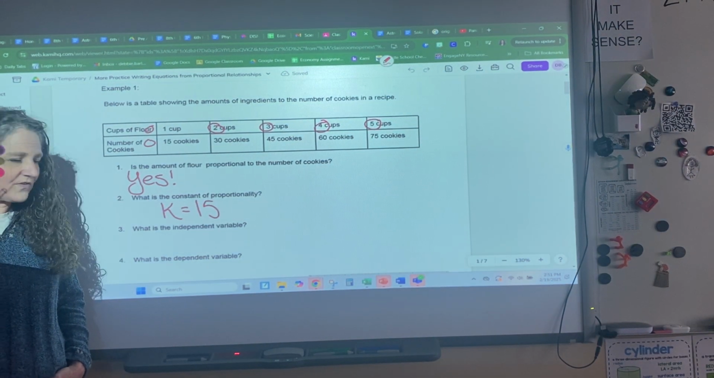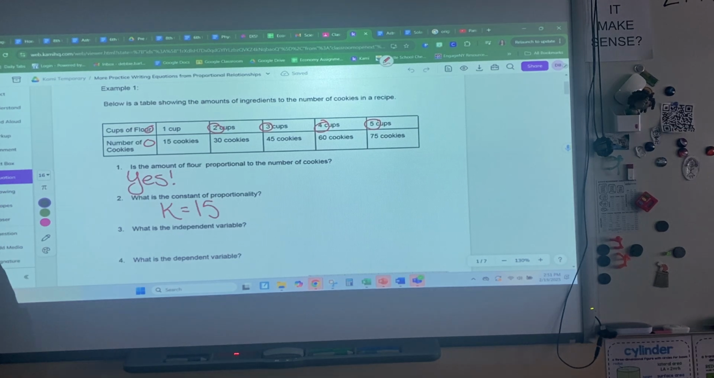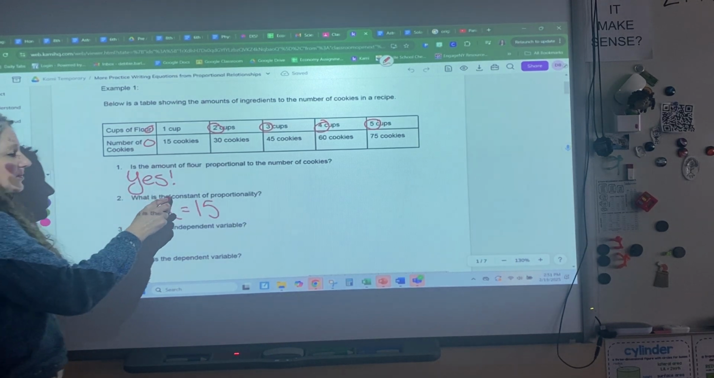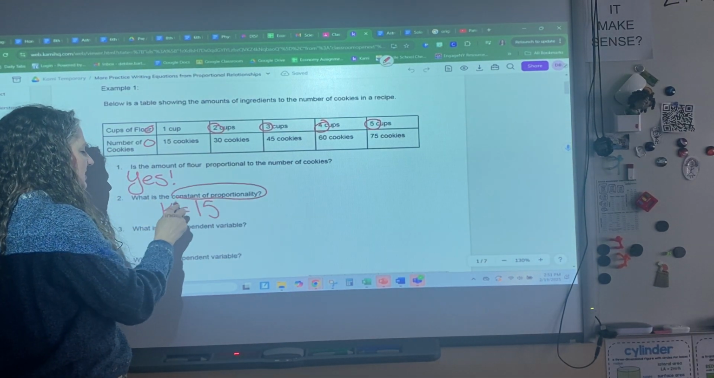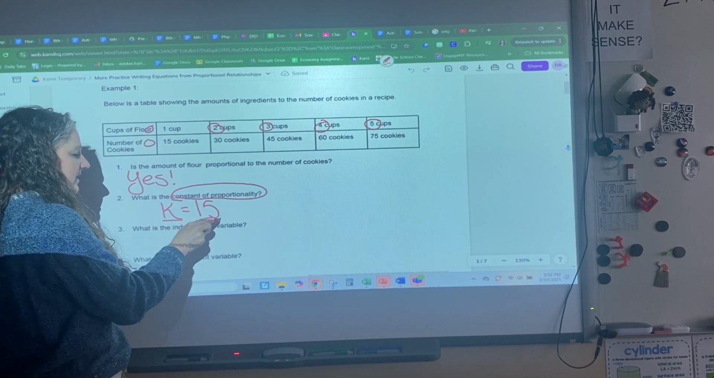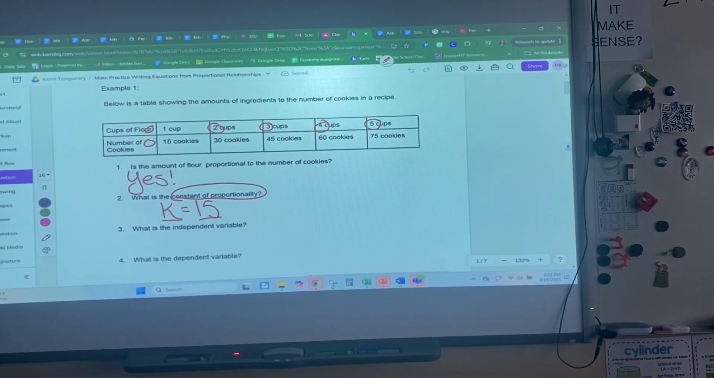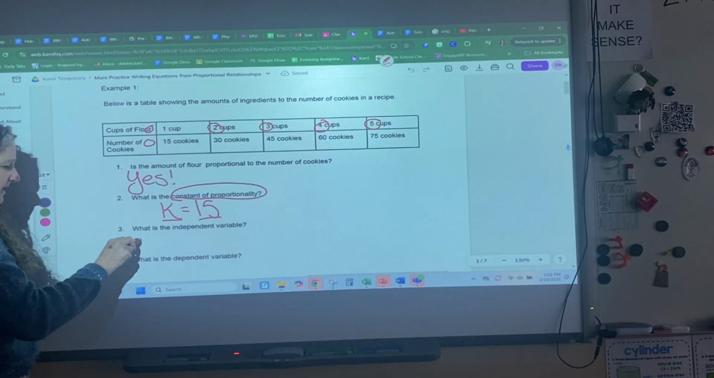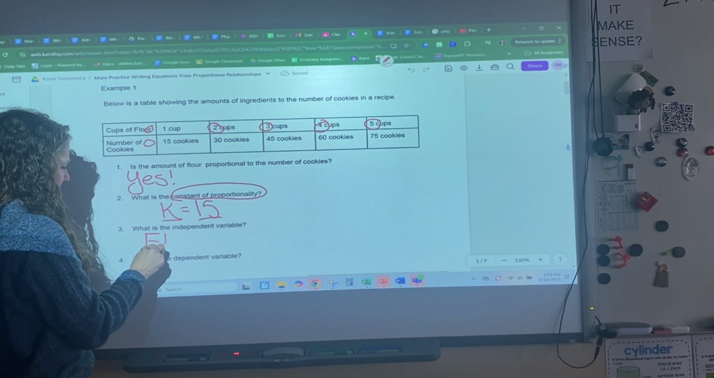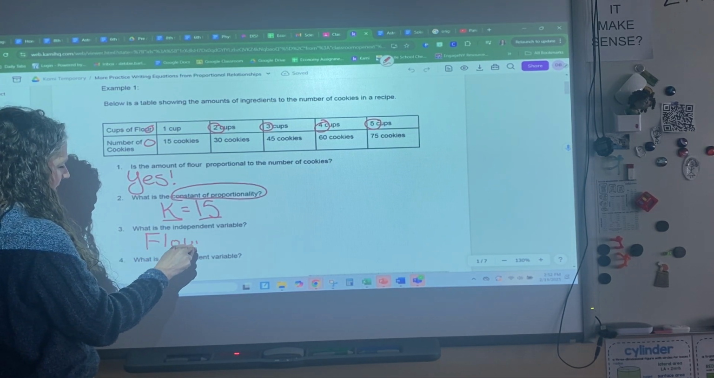150. Yep. Okay, what's the independent variable here? Flour. Okay, wait. Don't we have to put one of the variables next to 15 for 15? Not for what is the constant of proportionality. We're not writing the equation yet. I'm just saying the constant of proportionality is 15. What's the independent variable? Flour. Flour is the independent variable. How many cookies can I make? I don't know. That depends on how much flour I have.